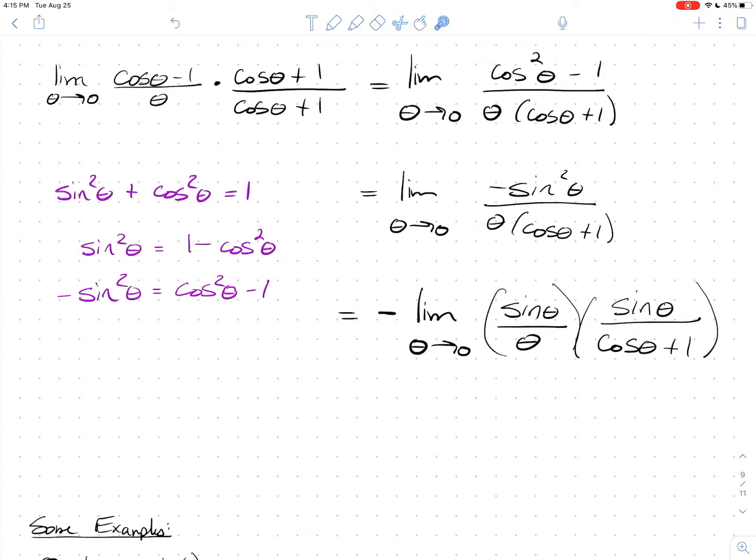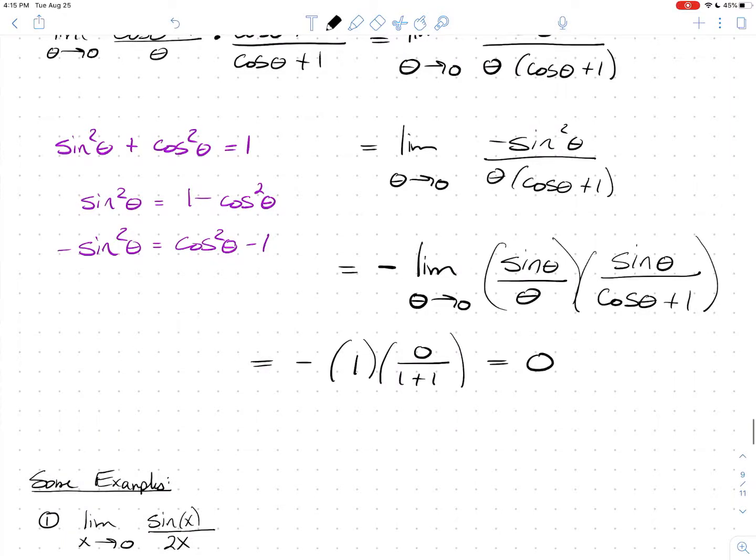Now, just make sure that I didn't cheat or do anything wrong here. Sine theta times sine theta, sine squared. Here's the negative. The bottom is the same, right? I've just rewritten it. But now I recognize the limit on the left. This part is going to 1. And what does this part do? Well, as theta goes to 0, sine theta goes to 0. And cosine theta goes to 1. But 0 over 1 is just 0. So this ends up being negative 1 times 0 over 1 plus 1, which is just 0.